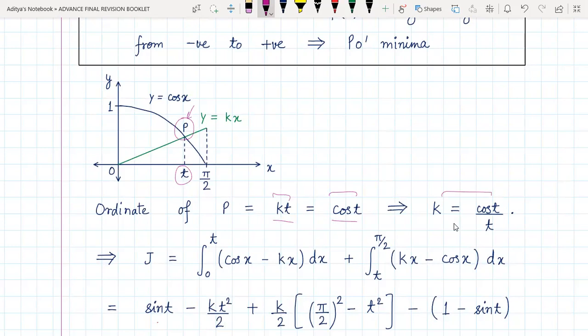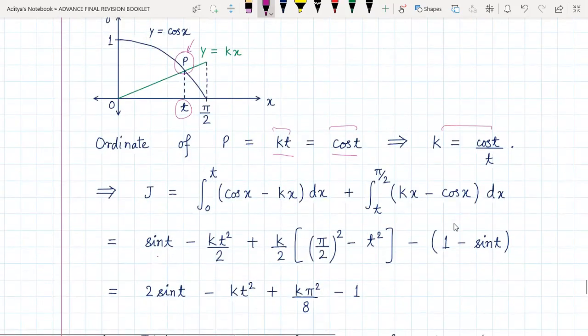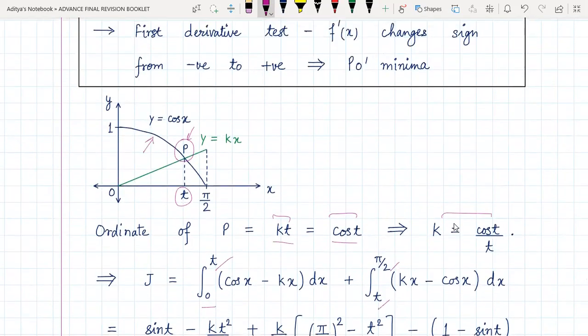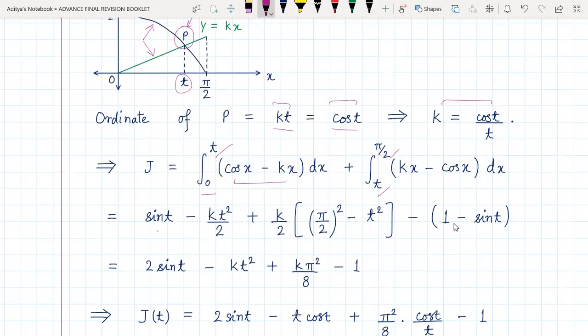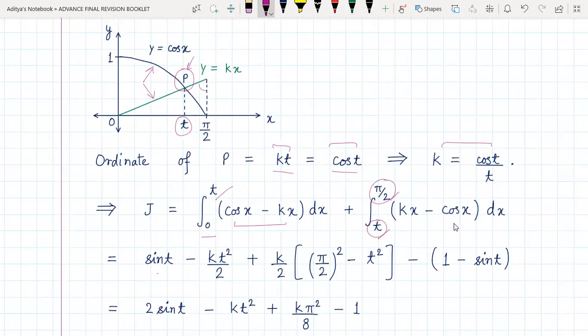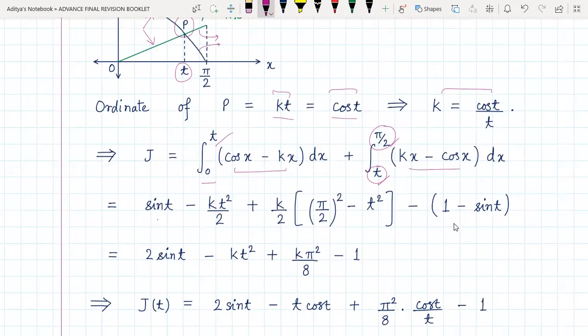Now the integral J can be split from 0 to t and then t to pi by 2. So of course, from 0 to t, we can easily observe that the curve y equal to cos x is higher than the curve y equal to kx. So obviously that would be greater, and that's why the modulus is opened in this manner. Whereas from t to pi by 2, we can observe that y equal to kx is higher than y equal to cos x. So that's the reason why this difference we have written, the modulus is opened like this.